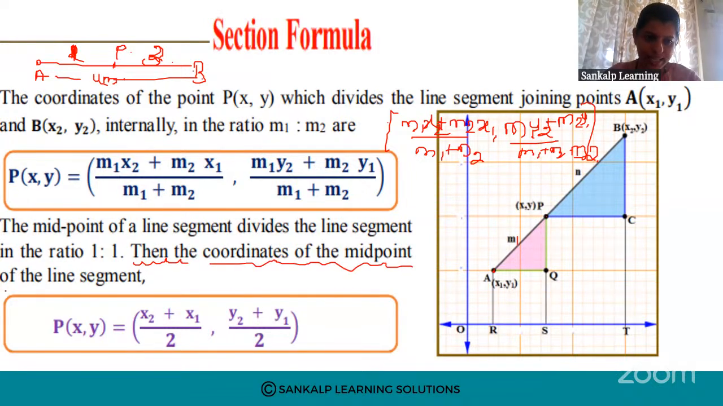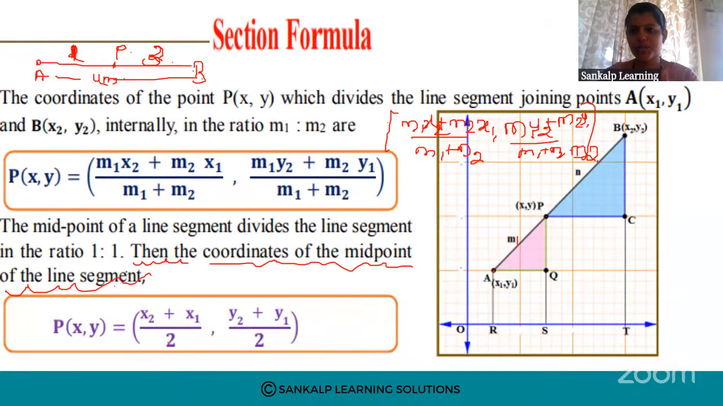Midpoint of the line segment, that is (x2 plus x1) divided by 2 and (y2 plus y1) divided by 2. So this is very, very important. This we call the midpoint of the line segment. This question will also be asked in the MCQ questions.